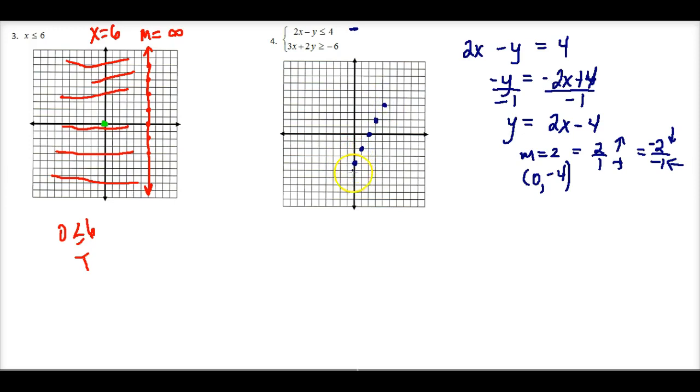And if we go the other way, down 2 units to the left 1, down 2 units to the left 1, down 2 units to the left 1. So we have a general idea of what this graph looks like. Since our inequality sign here is greater than or equal to, we need to draw a solid line. So that's what we're going to do now.